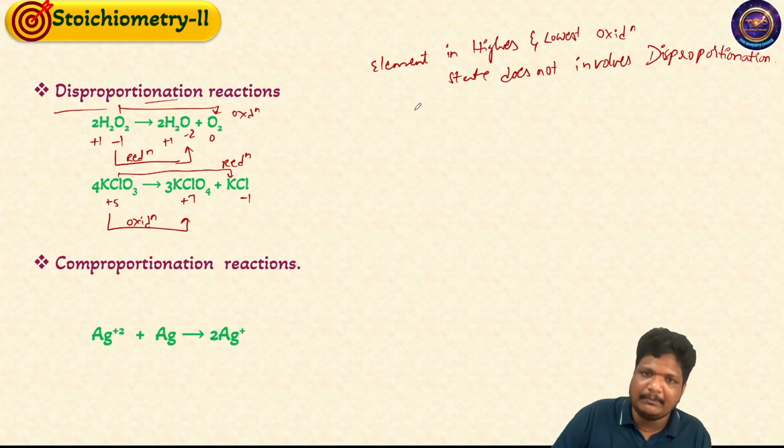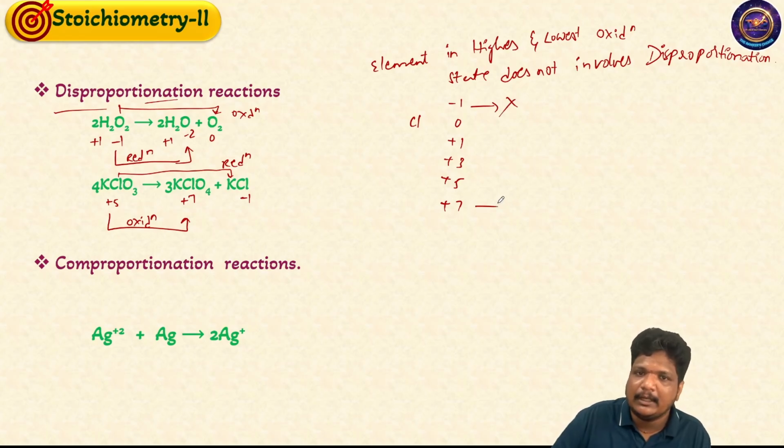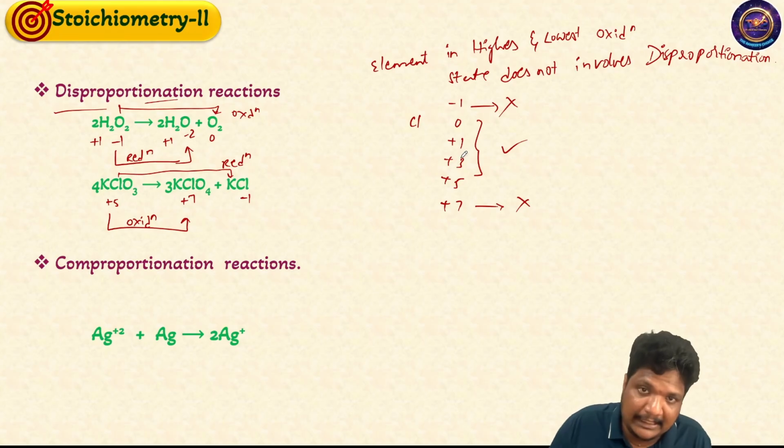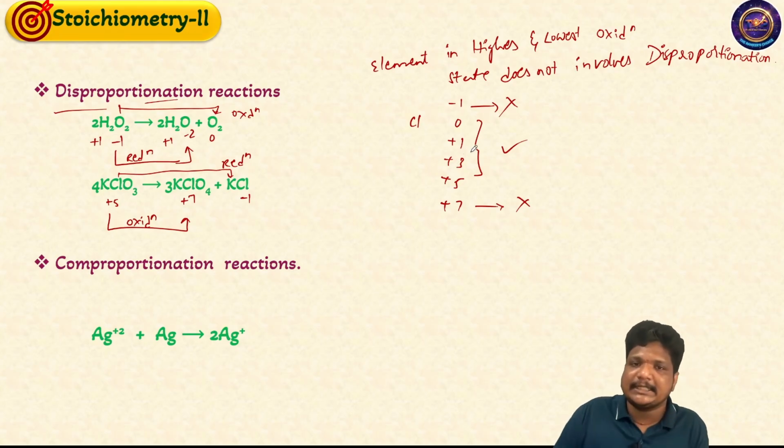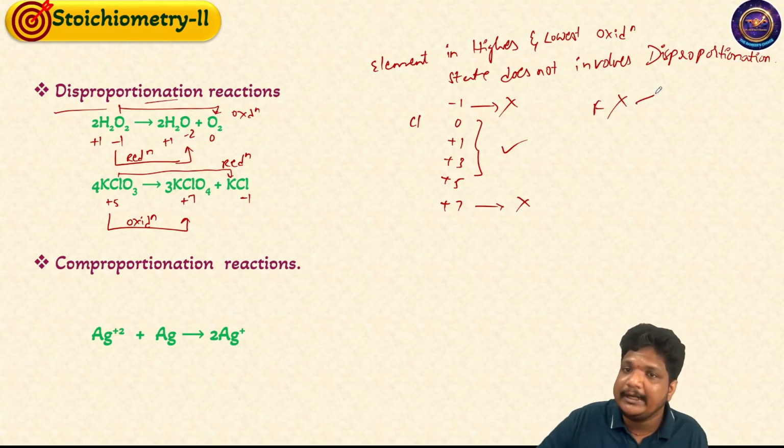Okay, so for example, if I consider chlorine, so which is present in -1, 0, +1, +3, +5, +7. So this -1 will not undergo disproportionation and this +7 will not undergo disproportionation. So these three will undergo disproportionation reaction. So that means here, so only intermediate oxidation states will involve in the disproportionation reaction. So fluorine does not involve in the disproportionation reaction. Why? Because it shows only 0 oxidation state and -1 oxidation state.